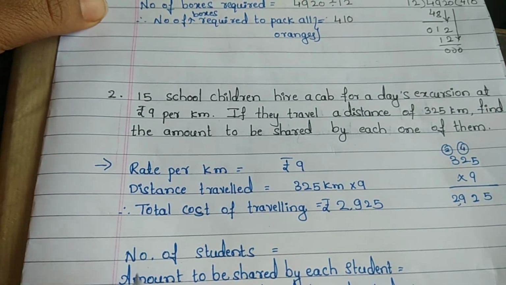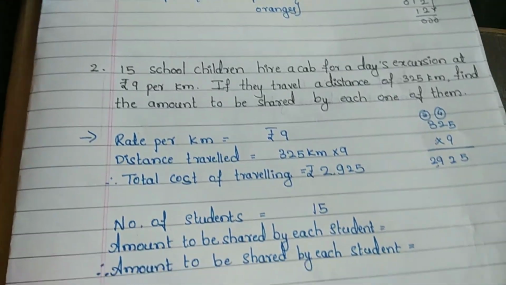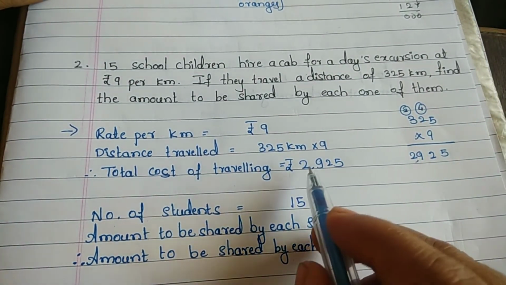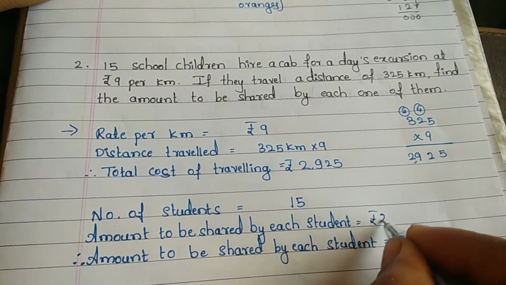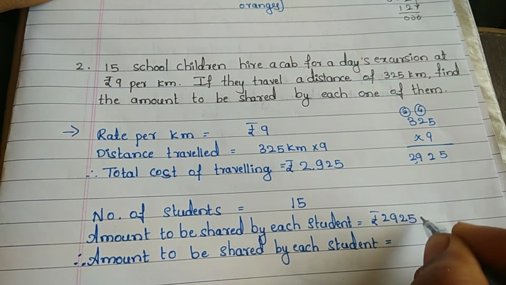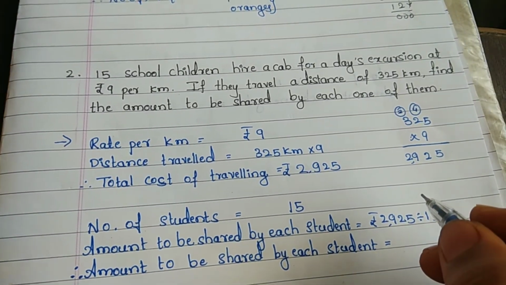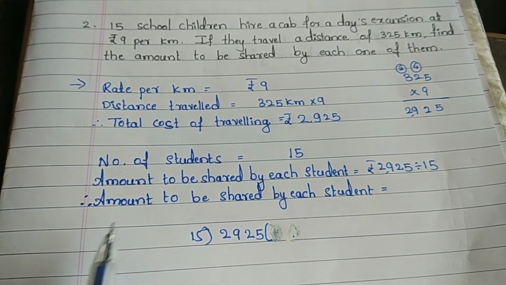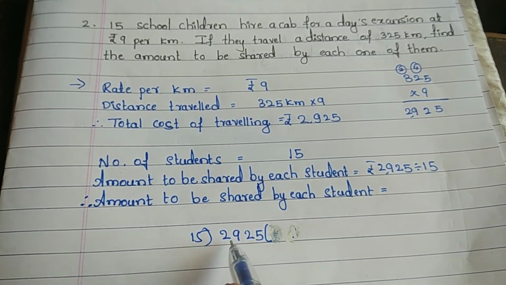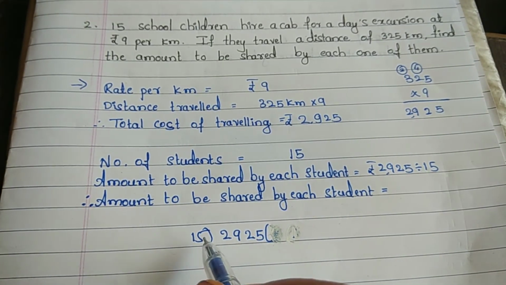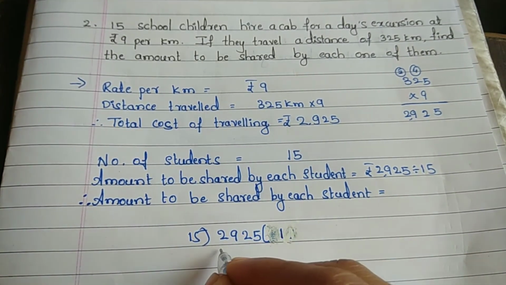We will see then. Number of students is how much is there? Right here, 15. Yes. Amount to be shared. That amount is how much is there now here? 2,925. You divide by 15 because the number of children is how many? 15 children. Okay. Amount to be shared by each of the students is equal to 2,925 divided by 15. Yes, 15 ones are 15.